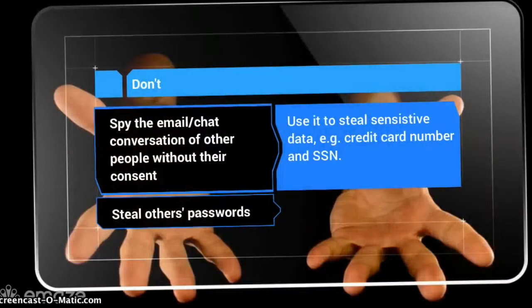On the other hand, there are some disadvantages of using keylogger. First one, spying on the email conversations of other people without their consent. The second one, stealing other people's passwords. And the last one, using it to steal sensitive data such as credit card numbers or SSN.